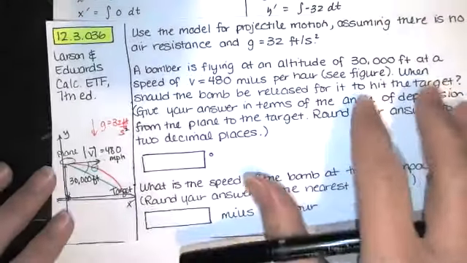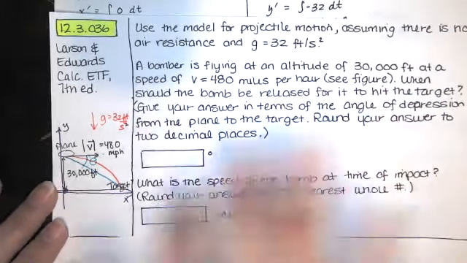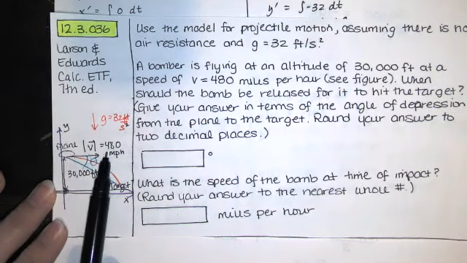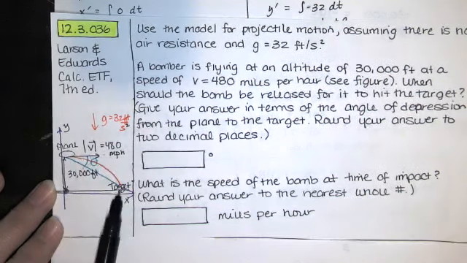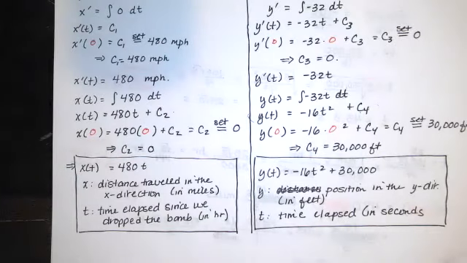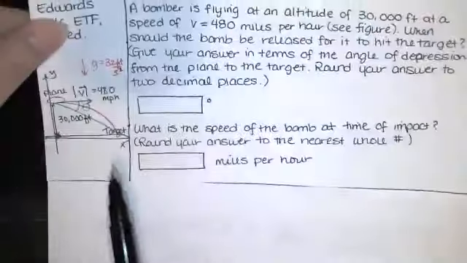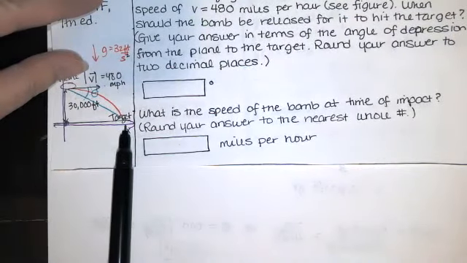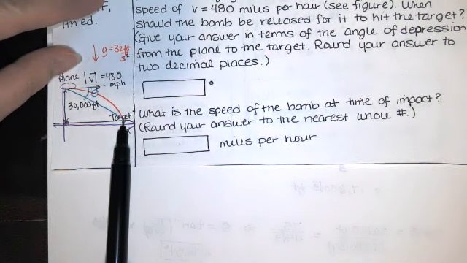So the question says, when should the bomb be released for it to hit the target? You might think, I don't have enough information. All I know is that we're going at a speed of 480 miles per hour, and we initially started at 30,000 feet, and then it's just going to hit the ground. Like, how do I know when it hits the ground? Well, we have enough information, but it's sort of implied. If we're on the ground, that y value is going to equal 0.